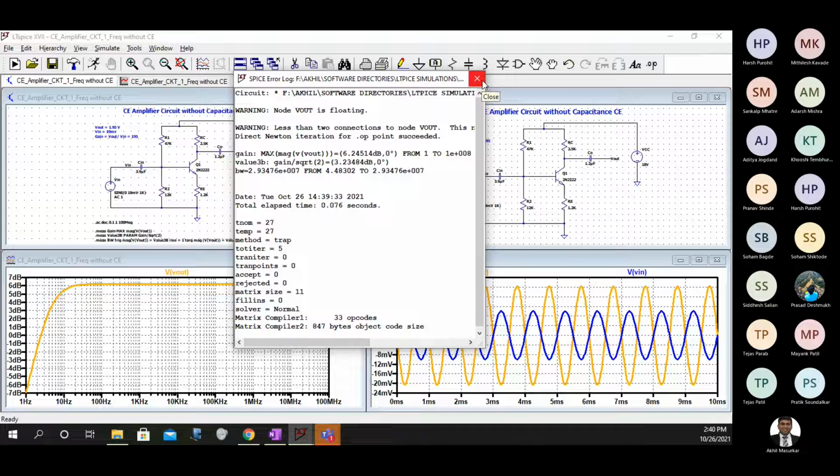But then if the gain is not satisfactory, that bandwidth is also of no use to us, because first and foremost, what an amplifier should do is it should amplify. If the amplification is not satisfactory, then that increase in bandwidth is of no use. So actually speaking, the gain should not reduce, but the bandwidth should increase.